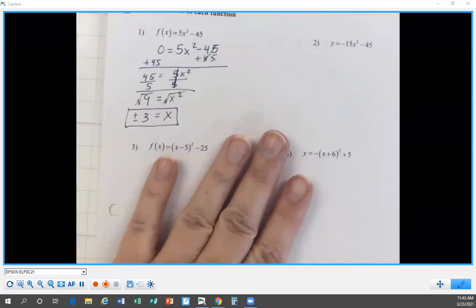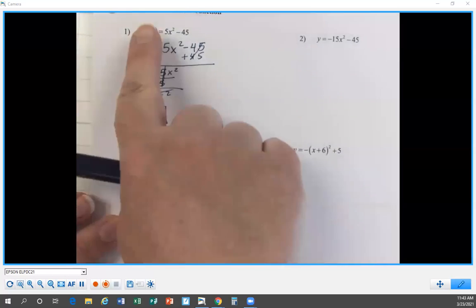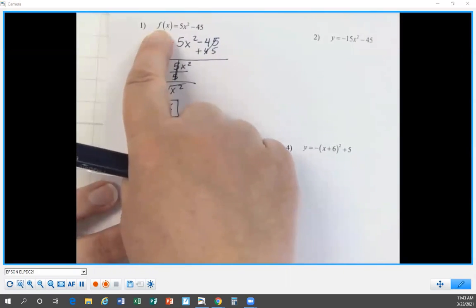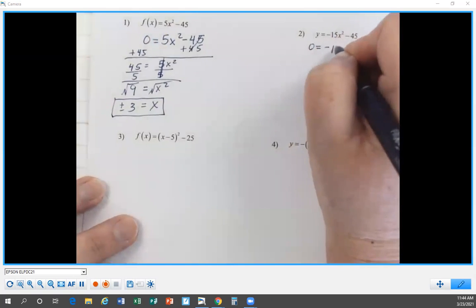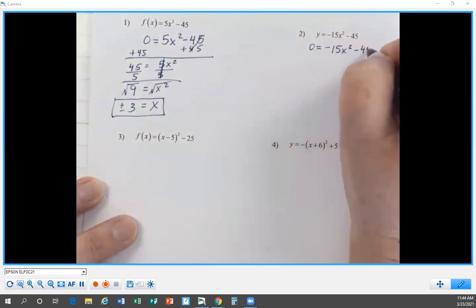Example 2. This is a little bit different. Again, we want to find the 0. So we're setting y equal to 0 instead of f of x. So 0 equals negative 15x squared minus 45.